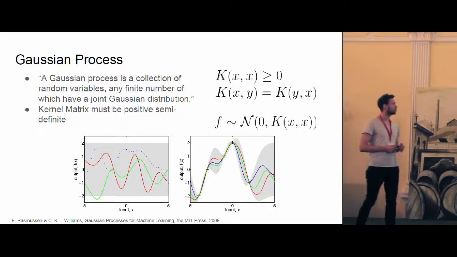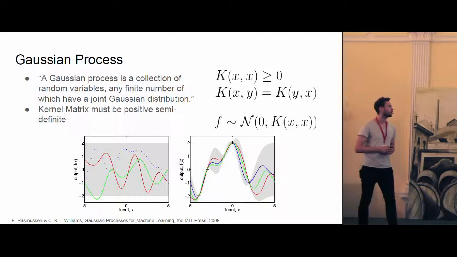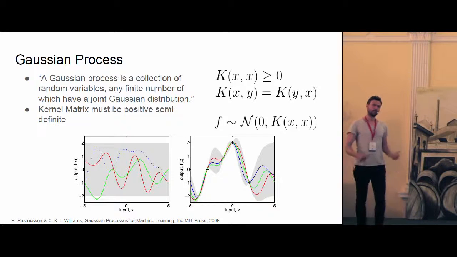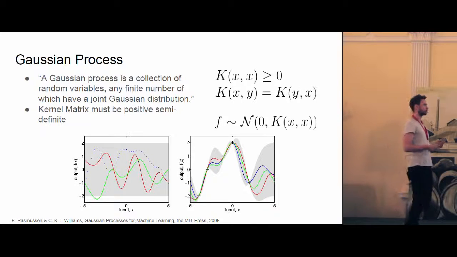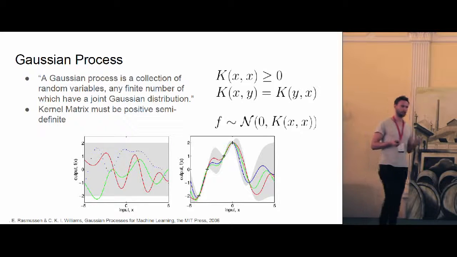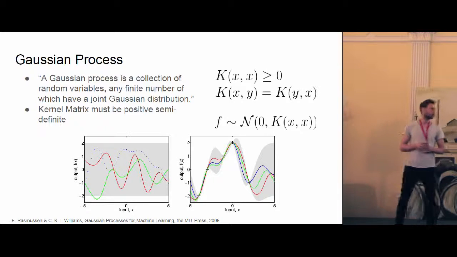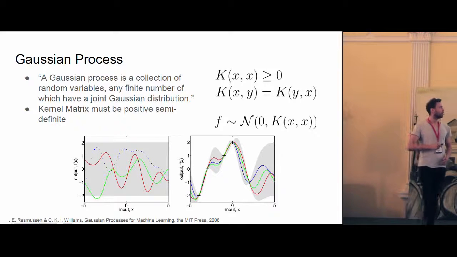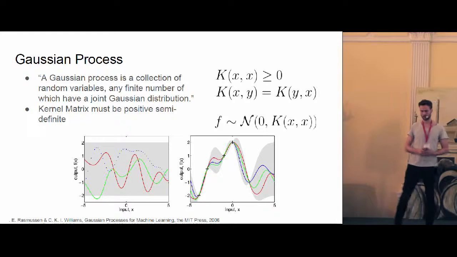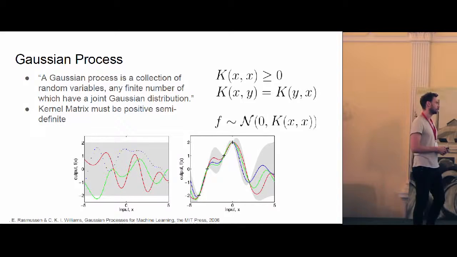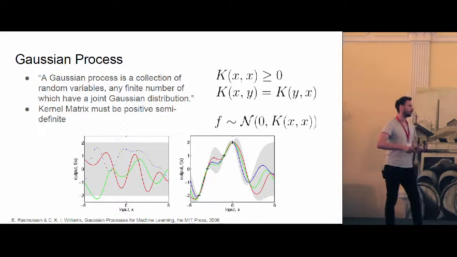So what is a Gaussian process? A Gaussian process is a collection of random variables, any finite number of which have a joint Gaussian distribution. Usually you only have to specify a mean function, which is usually just chosen to be 0, so you don't have to do anything here except normalize your data so it has a mean value of 0. The only thing you have to specify is a kernel function, which has to be positive semi-definite. A very common choice is the squared exponential, and it basically defines how similar points are to each other.